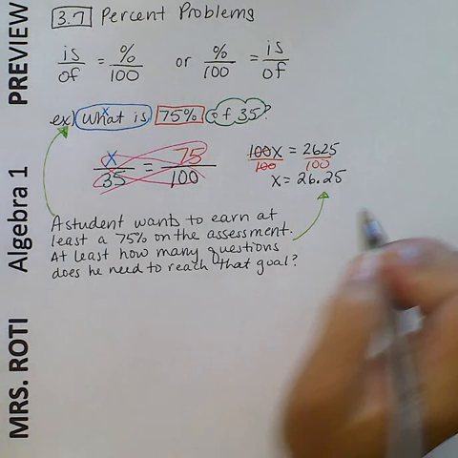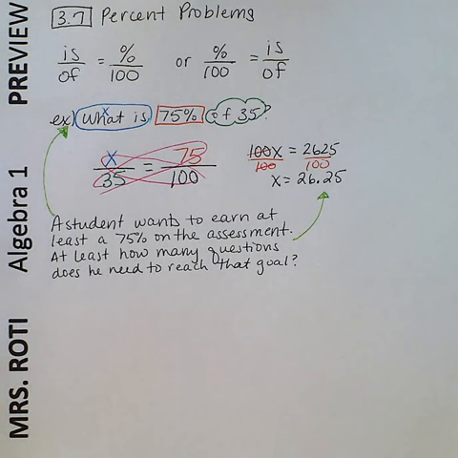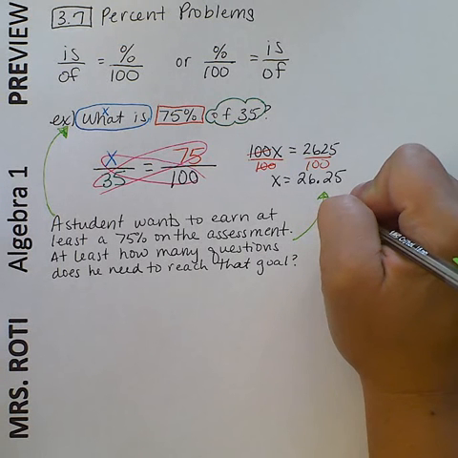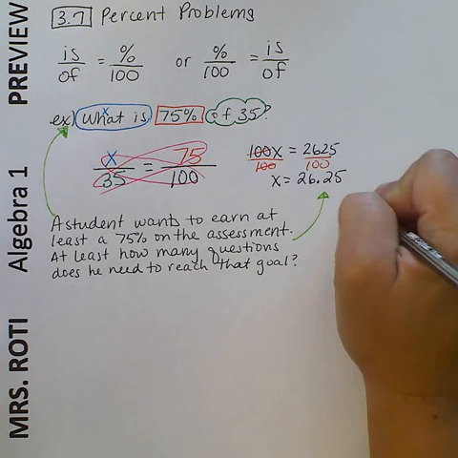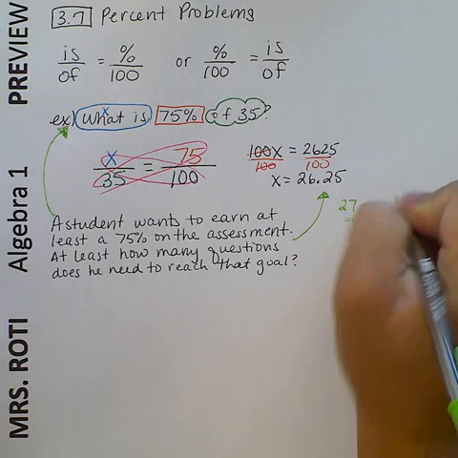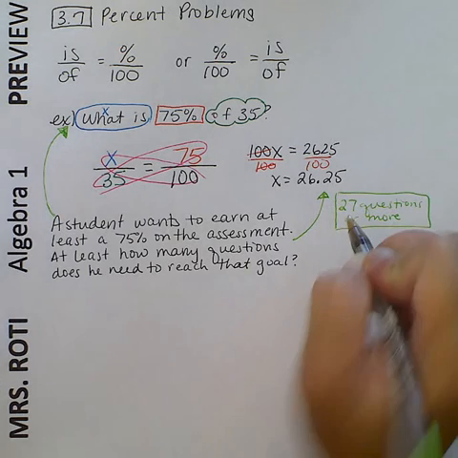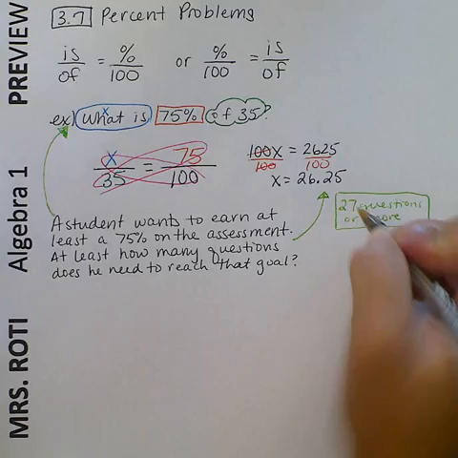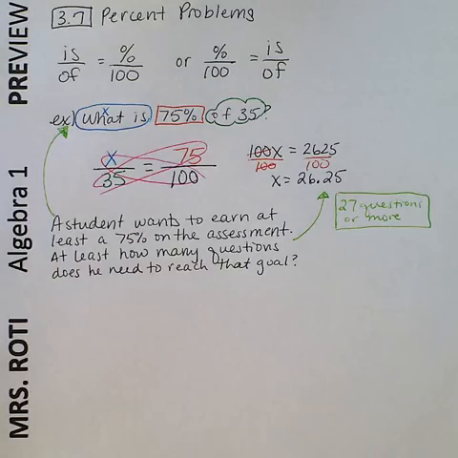If we need to get at least 26.25 right, assuming that it's multiple choice and each question is only worth 1 point, I think the better answer might be 27 questions or more. Do you see why I chose 27 and not 26? We need more than 26 to reach the 75. If we had 26, we'd be a little bit too short.